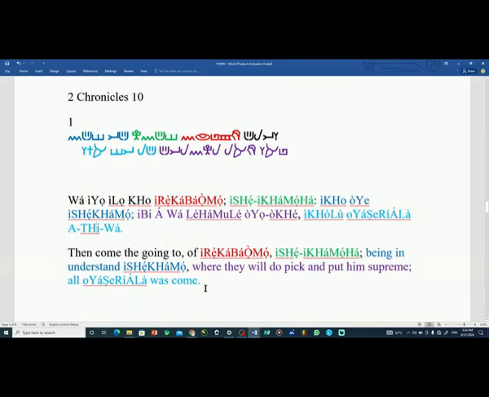So let's see, you can see the translation here. Then came the going of Irekaba omo to Ishe Ikamoha, being in understanding, that is, being in knowledge, where they will pick and put him supreme. Put him supreme. Ekolu oyashiriala atiwa, all Oyashiriala were gathered. So this is Second Chronicles chapter 10 verse 1.